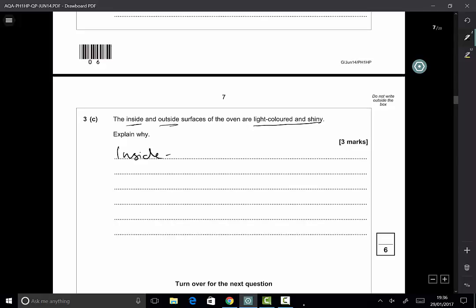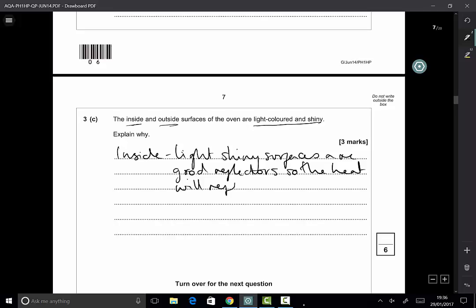light shiny surfaces are good reflectors, so the heat will reflect onto the biscuits. Okay, but that's only answered half the question because it said the inside and the outside. So outside.